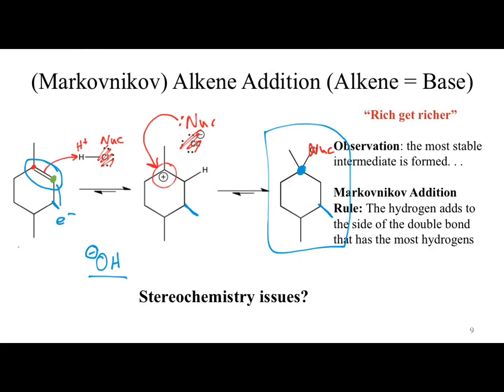So how would we specify that as far as a product goes? We could call it racemic. What else could we add? We could also do the plus minus next to it. And if we wanted to get really tedious, we could draw out both products.